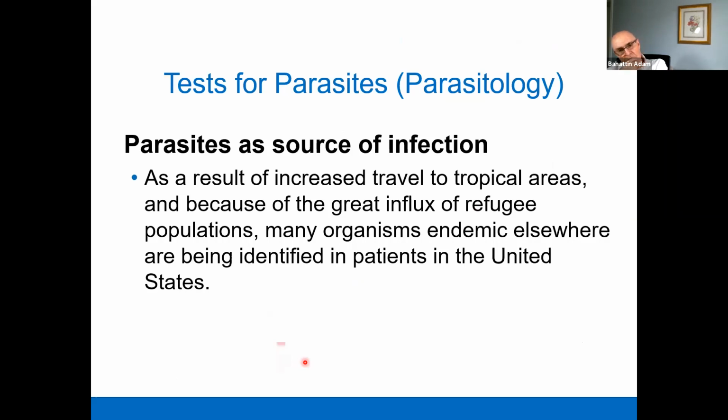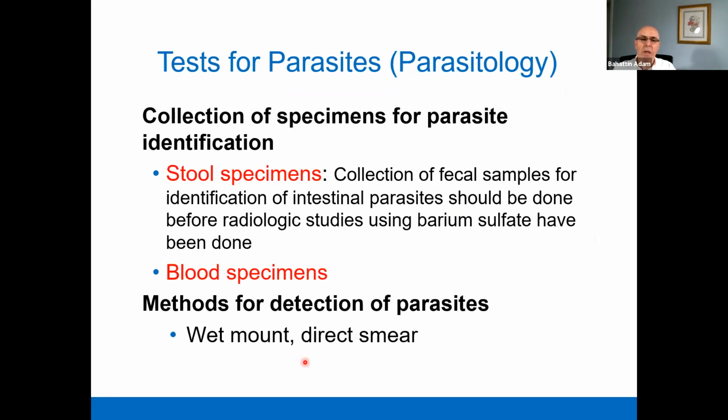Okay, parasites as a source of infection are important for us since we are living here in the United States because of the great influx of the refugee population. That means many organisms endemic elsewhere are being identified in the United States. How do we identify them? The stool specimen is important. In some cases, we also use blood specimens to identify them.